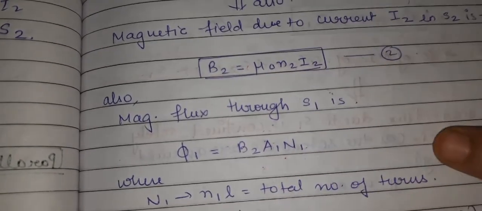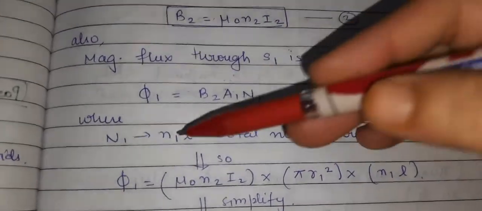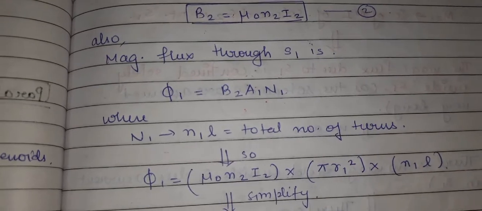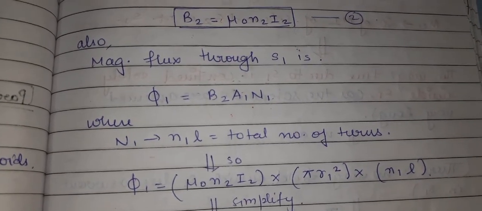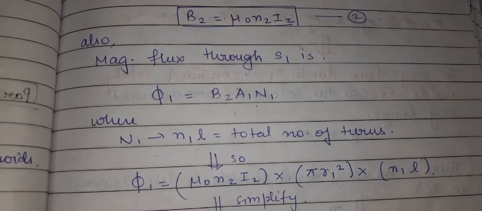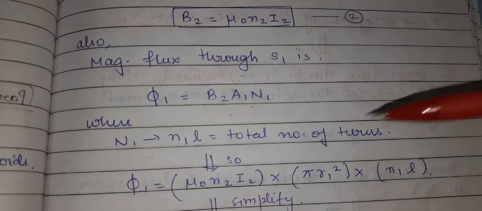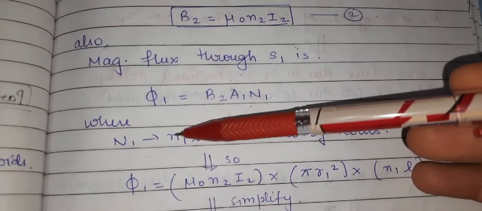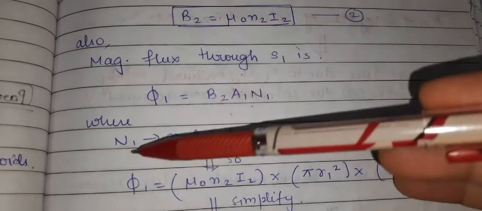Now how to find out this capital N1? The capital N1 can be written as small n1 multiplied by the length, that is the total number of turns. The small n1 which we have taken, if I remind you, was the number of turns per unit length of the inner solenoid. So if I multiply the number of turns per unit length by the total length, we will get the total number of turns, that is N1.